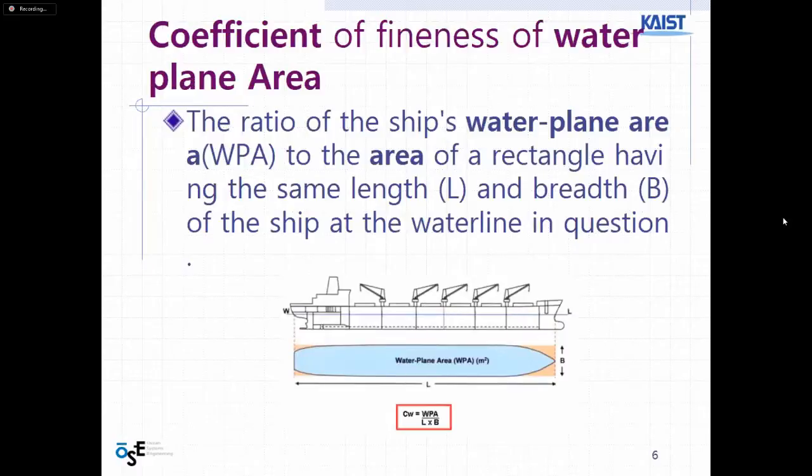So the very first coefficient that we have is the coefficient of fineness of water plane area, which is basically the water plane area divided by the area of the rectangle that has the same length and same breadth. I'll get back to this, and you can actually see the picture here. I'll get back to this because it can get a little bit confusing when I introduce another coefficient later.